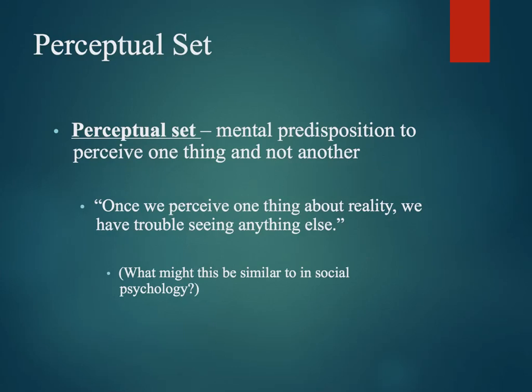Perceptual set is the mental predisposition to perceive one thing and not another. So once we perceive one thing about reality, we have trouble seeing anything else. All right? What might this be similar to in social psychology, you think?